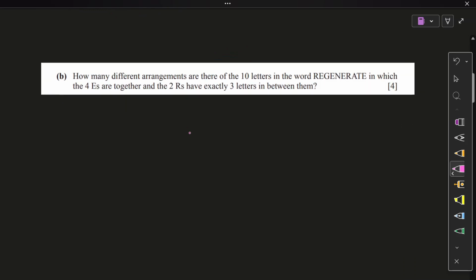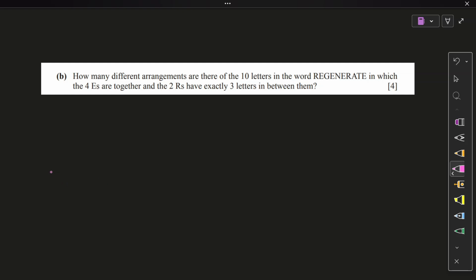Part B. How many different arrangements are there of the 10 letters in the word regenerate in which the 4 E's are together and the 2 R's have exactly 3 letters in between them. Now I've mentioned in the techniques video how a question like this is supposed to be dealt with. Let me show you the method.